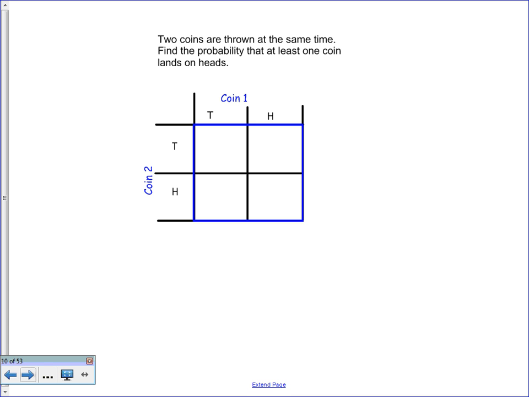So it could happen that you get tail on coin 1 and tail on coin 2, or head on coin 1 and tail on coin 2. You could get tail on coin 1 and head on coin 2, or you could get two heads.